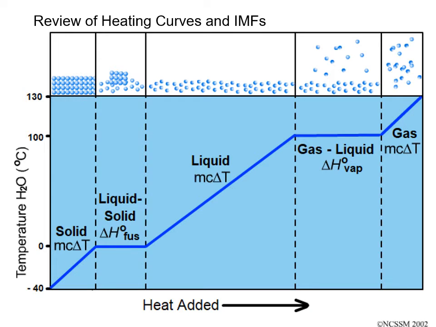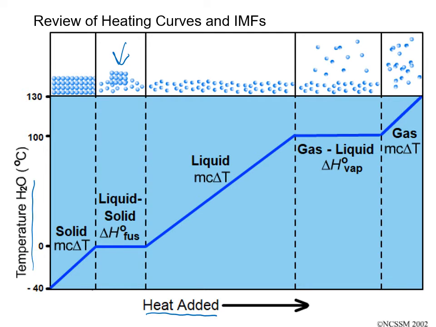So here's a heating curve where we have the temperature, and in this case we're looking at H2O versus the heat added. We are going to start in the solid phase, and we would use Q equals mc delta T there. Then we have the liquid phase where the energy is going into overcoming the intermolecular attractions between the particles.